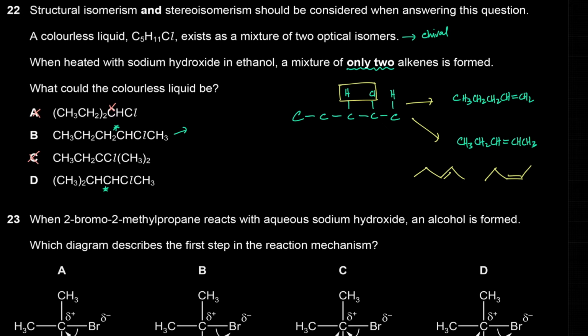So how many alkenes do we get in total? We get pent-1-ene, we can get cis-pent-2-ene, or we can get trans-pent-2-ene. So there's a total of 3. So are only 2 alkenes being formed here? No, we're forming 3 alkenes over here. So the answer over here is D.